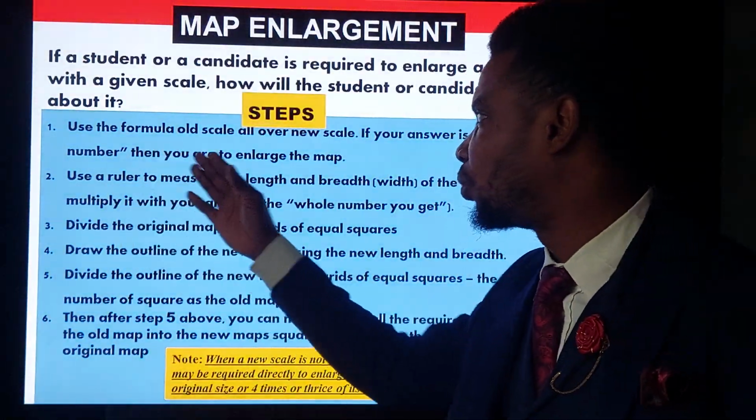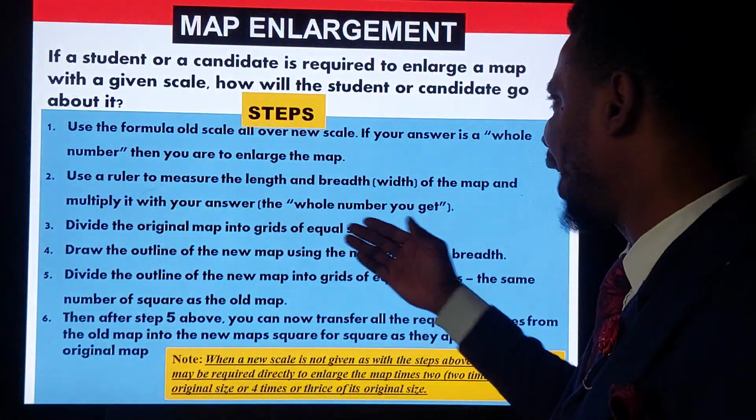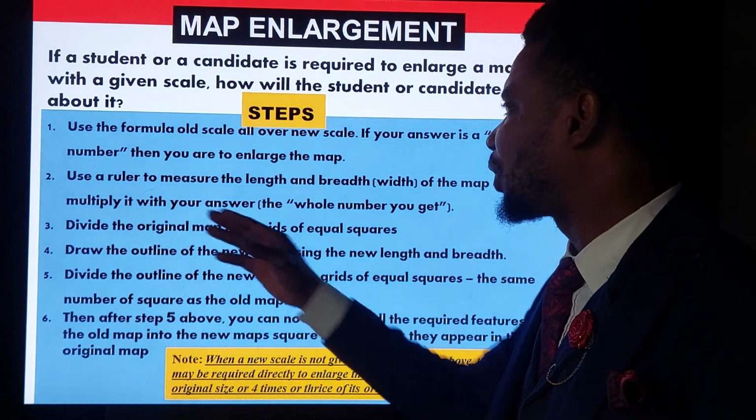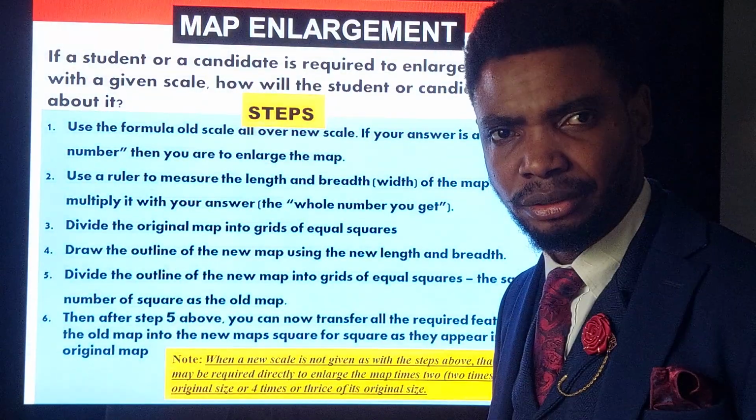The first step is to use the formula like I said. Then use a ruler to measure the length and breadth of the map and multiply it with your answer, which is the whole number you get in step 1.